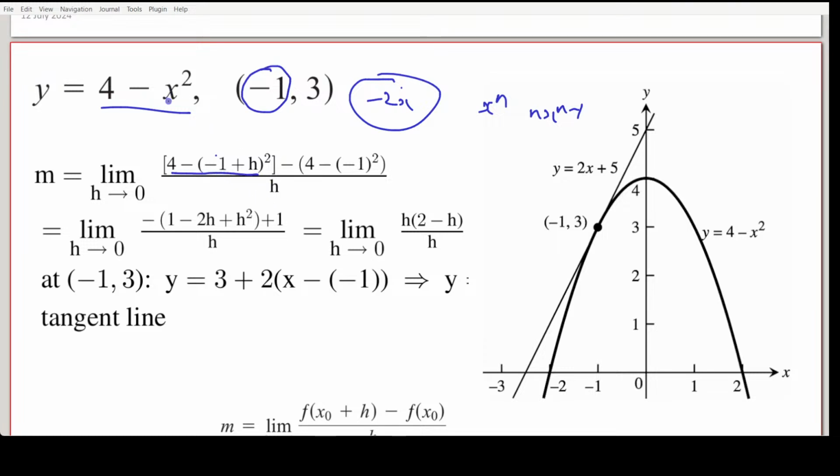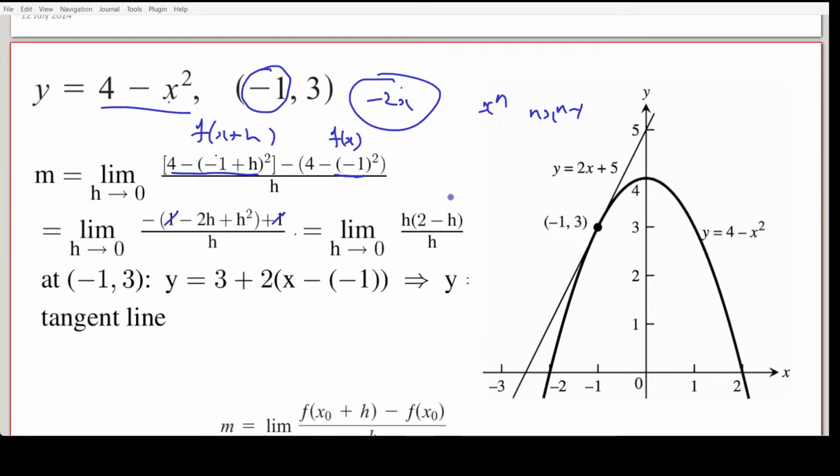Here, you are replacing x with minus 1 plus h. This is f of x, this is f of x, and this is f of x plus h minus f of x, right? Now, if you expand this, you will get this. Agree? Yes, sir. Agreed.